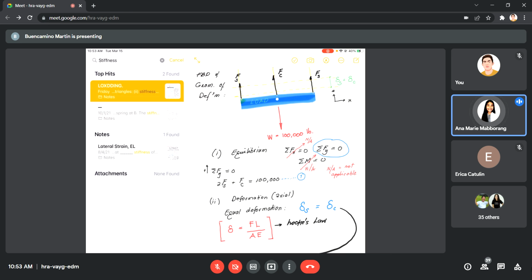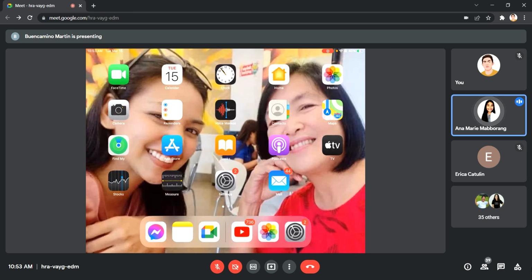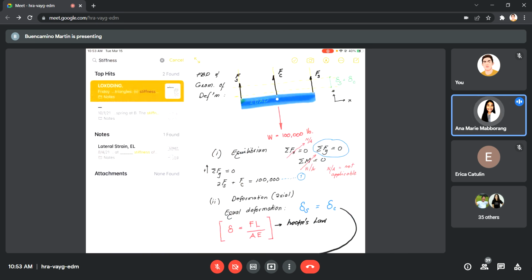Sir, excuse me po. Can you please repeat the explanation why summation of Fx and summation of moment at A are not applicable? Good question. Why are they not applicable? Because if we look at the free body diagram, do you see any forces pointing along the horizontal? None, sir. Okay. And then, do you need to take moments? No, these equations are not suitable, so they are regarded as not applicable in this particular problem.